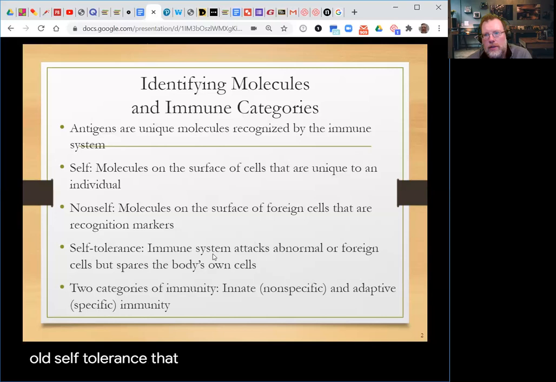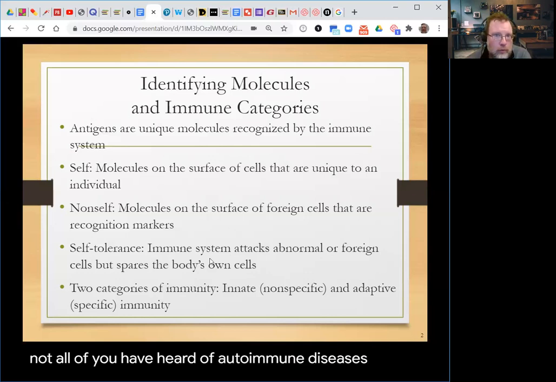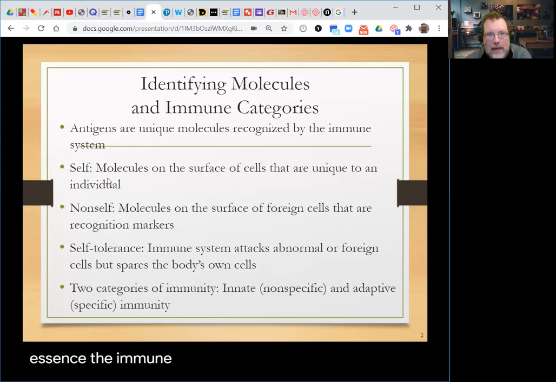Self-tolerance is your body's ability to generally only target non-self cells or foreign cells, and to not attack our own cells. Although we know, I think most, if not all of you have heard of autoimmune diseases or autoimmune disorders. That occurs when our immune system is recognizing self cells as being non-self. So in essence, the immune system is attacking itself.